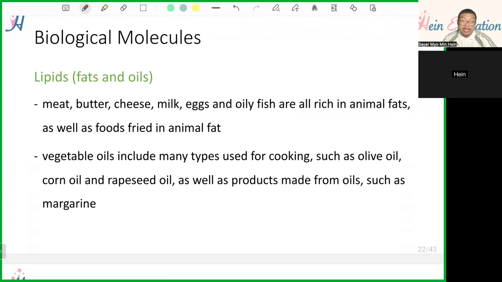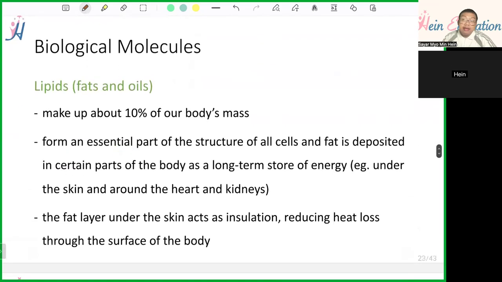And vegetable oil includes many types used for cooking, such as olive oil and corn oil, like I mentioned before. So they are also made from oil. These are some examples of lipids, fats, and oils that we use in our daily life, and they make up about 10% of our body mass.